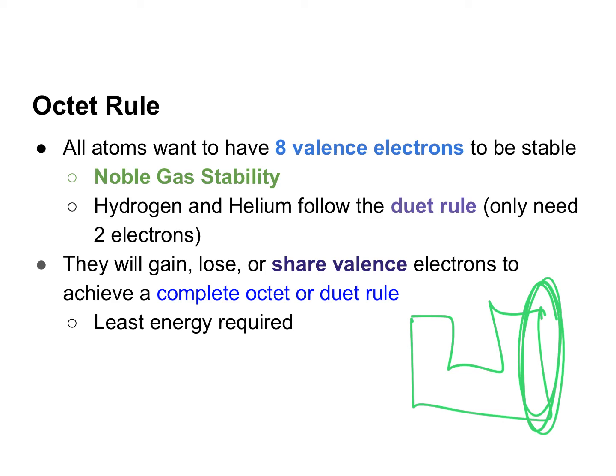And every element wants to become a noble gas and gain more electrons. So hydrogen and helium follow the duet rule, which is basically the octet rule, but only with 2 electrons because they're really, really small elements. So in the octet rule, they will gain, lose, or share valence electrons to achieve a complete octet or duet rule. So elements will gain, lose, or share their valence electrons to achieve the octet rule.